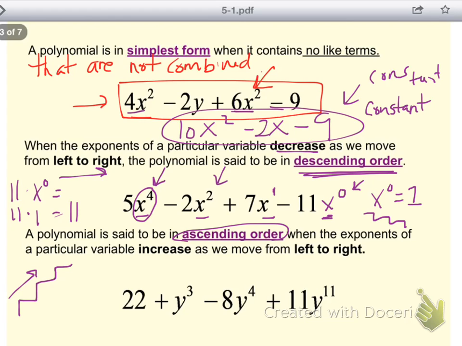Okay, so remember this constant 22 is the same as 22 times y to the 0 power. So we can really think of this as y to the 0 power. So here the exponent is 0, then 3, then 4, then 11. So it's ascending. Okay, we typically write polynomials in descending order. That is our preference. So you won't often see it in ascending order. You might be asked to do that just as an exercise, but typically we write it in descending order.